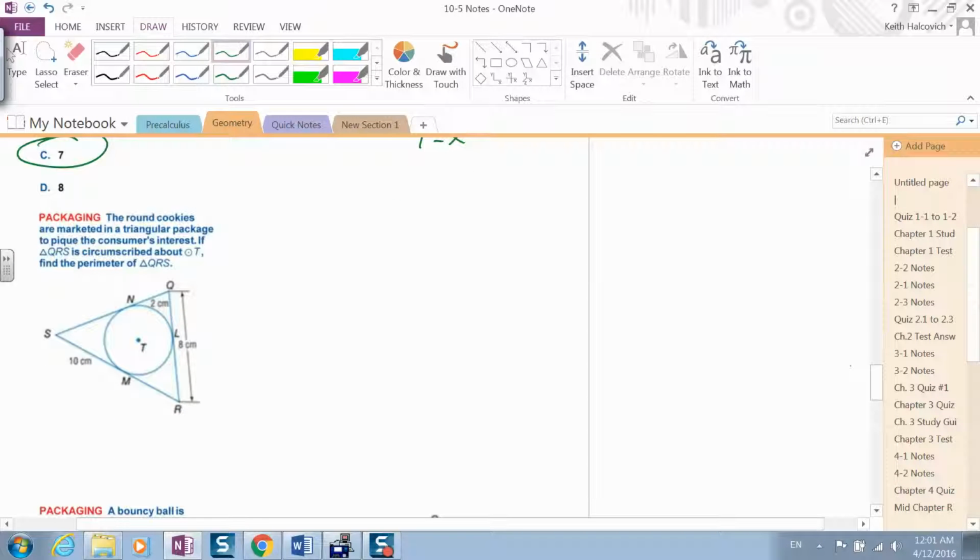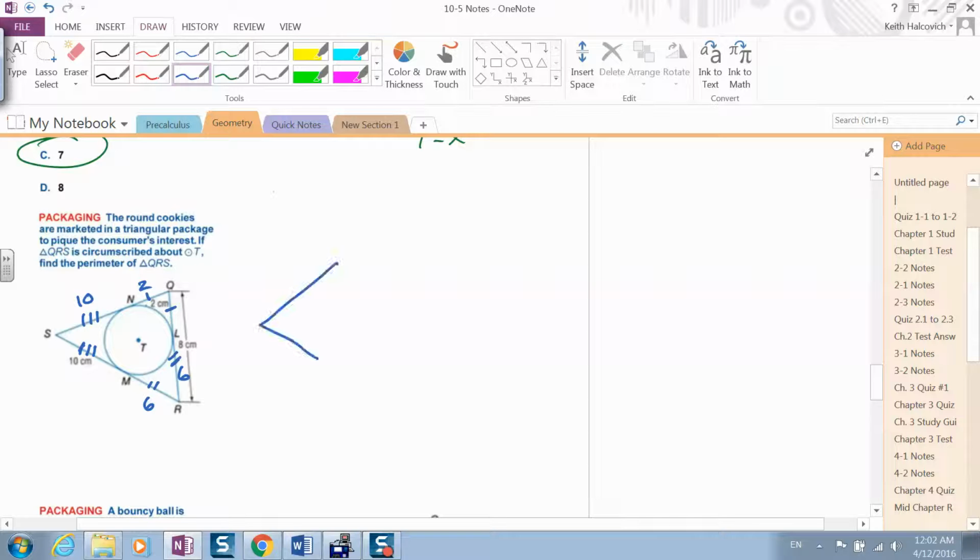The round cookies are marketed in a triangular package to pique the consumer's interest. If triangle QRS is circumscribed about circle T, find the perimeter of QRS. Well, remember, if these points are tangent and they come from the same point, that means these two are the same, which means they're both 2, which means that this has 6 left over, and remember these two are going to be the same, so this is also 6, and then these two segments would be the same. So if this is 10, then this also has to be 10.